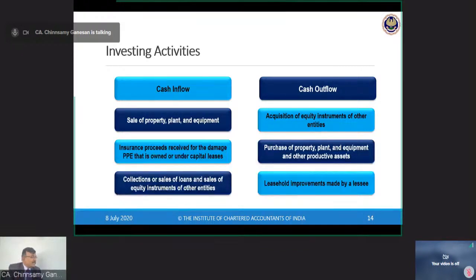Banking company, which will be the classification for fixed deposit made with RBI? It's part of the core business activity. So what should be the classification?